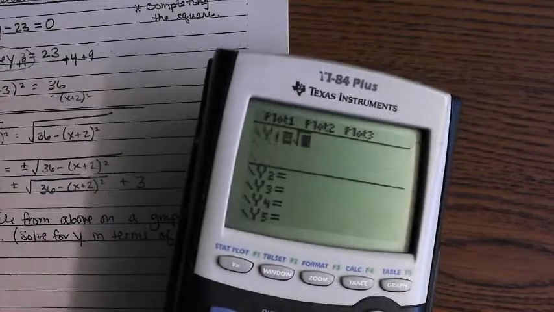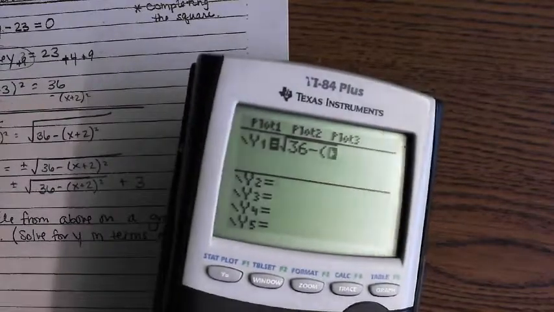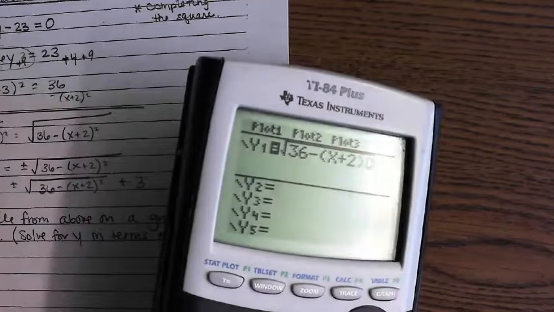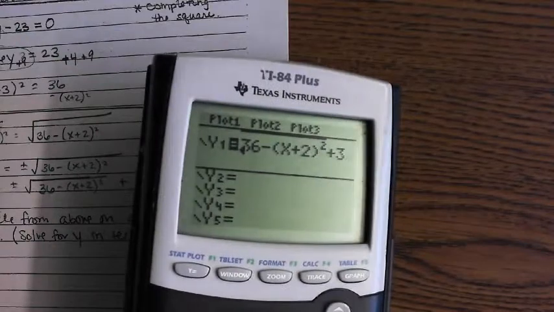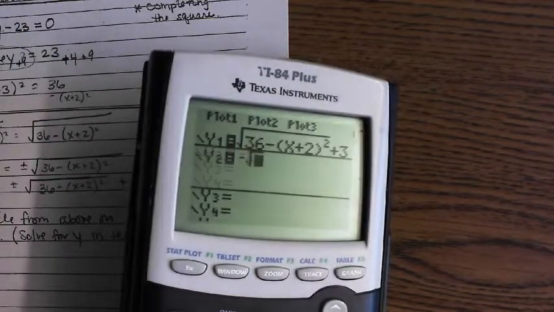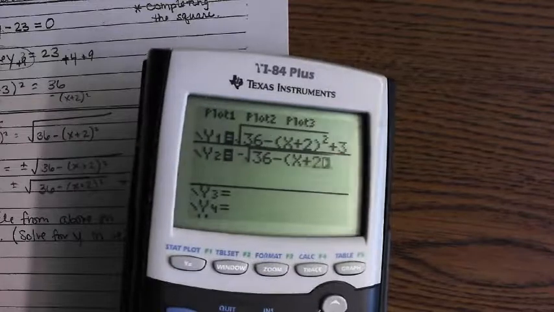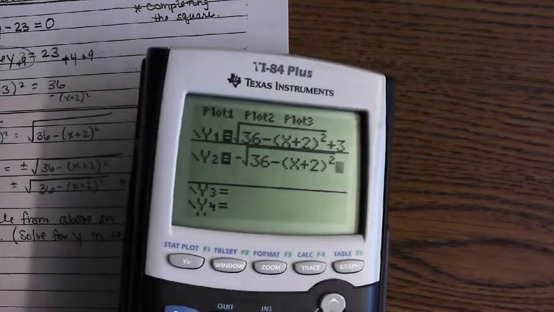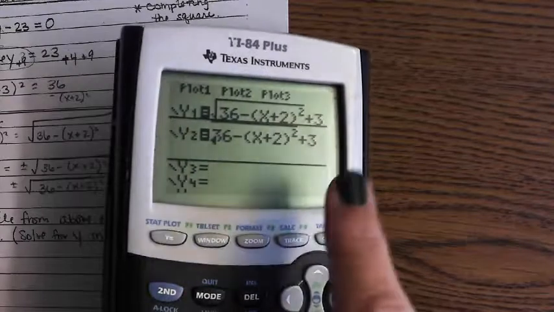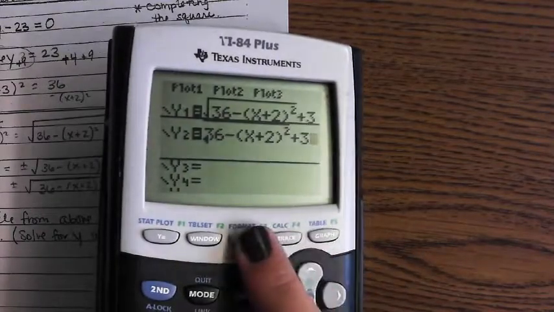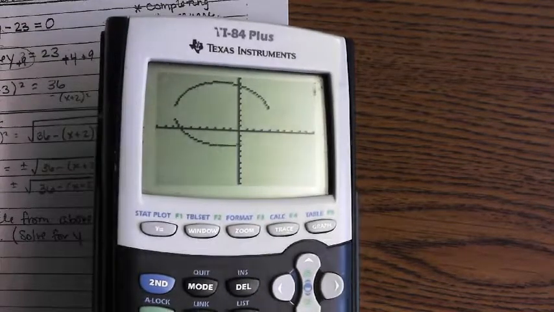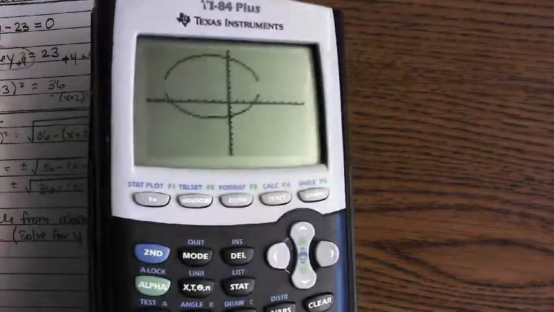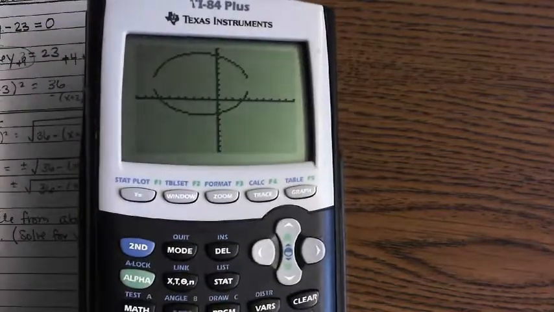So here is what that would look like. Your positive square root of 36 minus parentheses. Then we can get out of those parentheses and add that 3. And then the negative square root function. Get out of those parentheses and add the 3 on that one. So when we graph this, there's the top half of our circle, and there's the bottom half of our circle. And just based on the pixel quality of a calculator, it's not going to really ever bring those together.